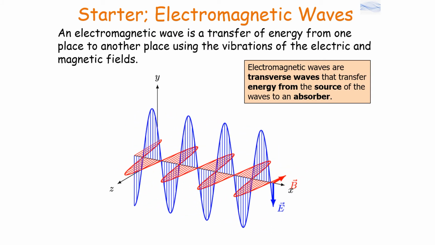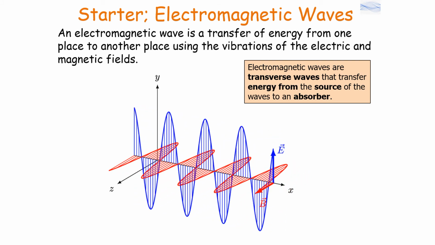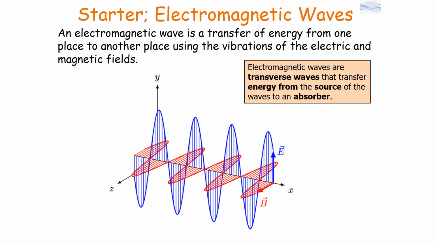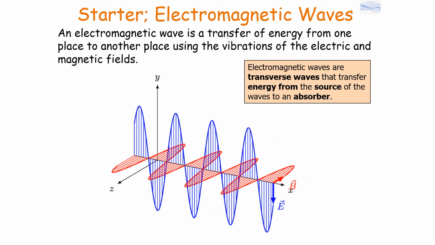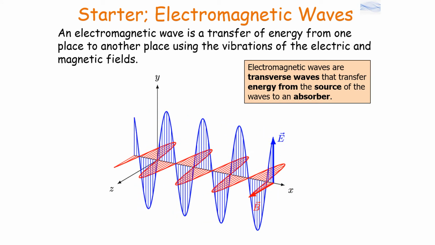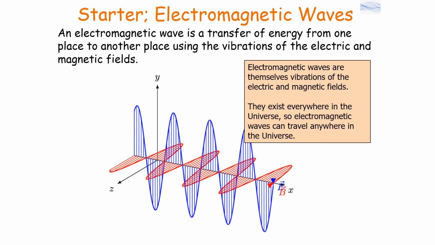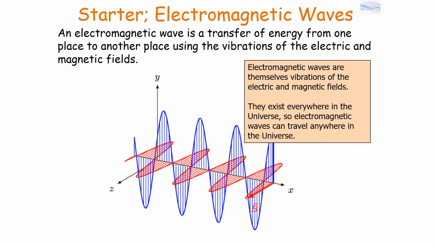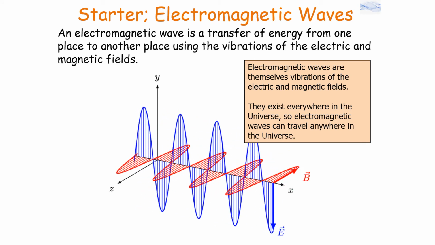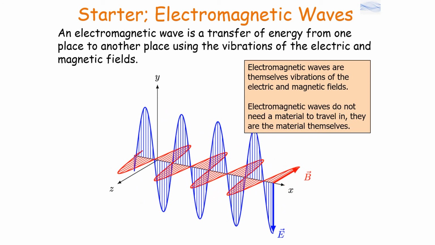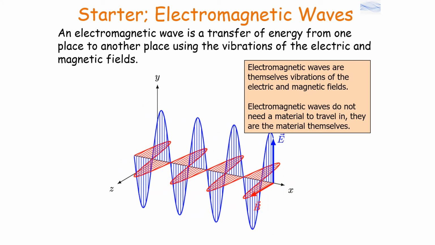An electromagnetic wave is a transfer of energy from one place to another using the vibrations of the electric and magnetic fields in the universe. Electromagnetic waves are transverse waves that transfer energy from the source of the waves to an absorber. Because they are vibrations of the electric and magnetic fields which exist everywhere in the universe, electromagnetic waves can travel anywhere in the universe. They do not need a material to travel in, they are the material themselves.